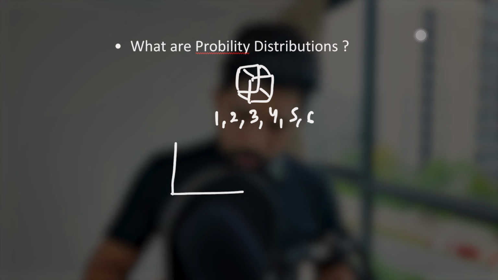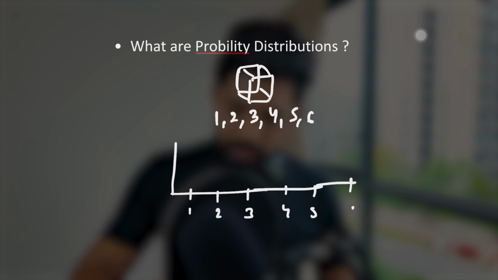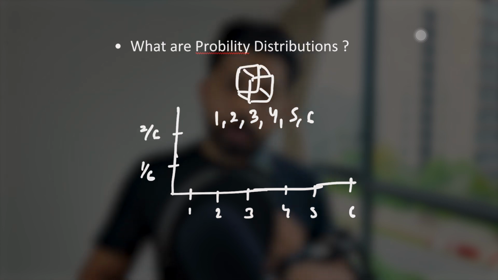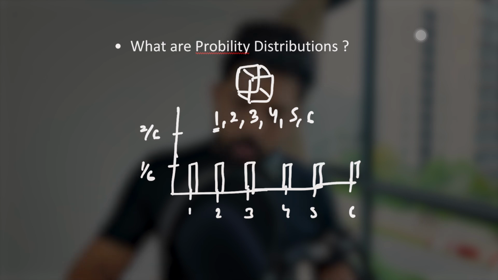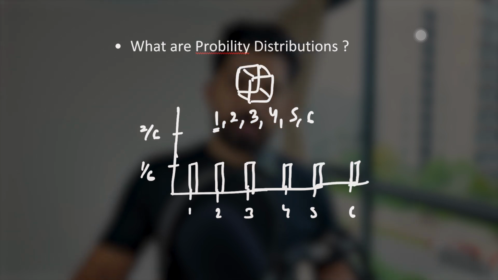Let's say you have this graph and here you have 1, 2, 3, 4, 5, and 6. And here you have 1 by 6, then 2 by 6. So the probability of 1 coming is 1 by 6. Similarly, for 2 also 1 by 6. Similarly, for 3 also the same. Like for all the outcomes, it is the same, that is 1 by 6, right?